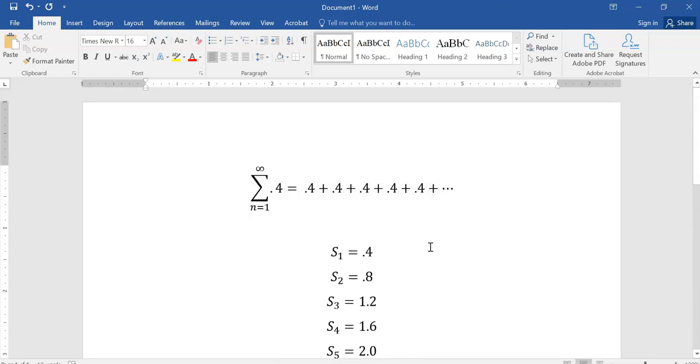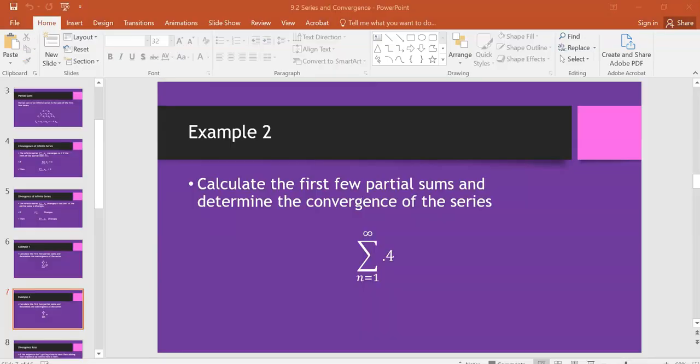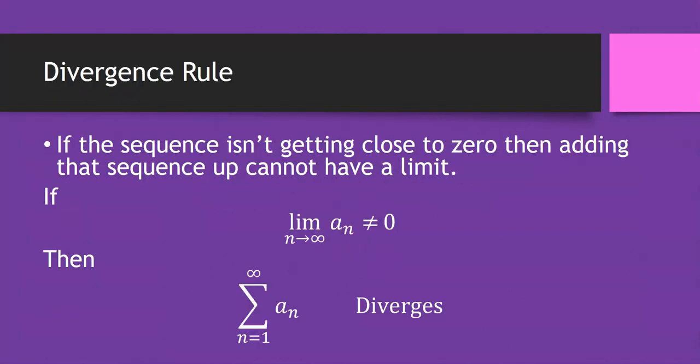This example shows us that if we just have the same number over and over and over again added up, obviously this sum is going to grow like crazy. So one of the requirements of this sum actually adding up to a real number is that these individual terms have to get smaller if I ever want this sum to add up. And that's what the next slide on the PowerPoint actually shows us. The next slide gives us what's called the divergence rule.